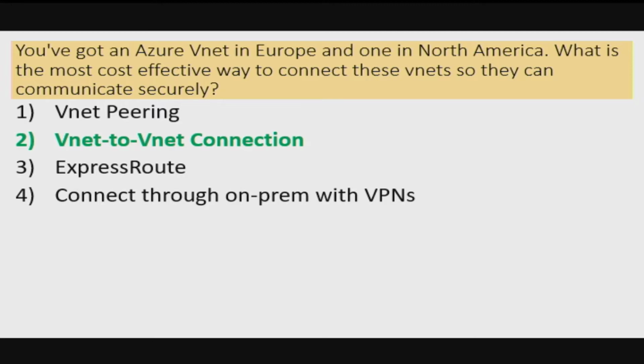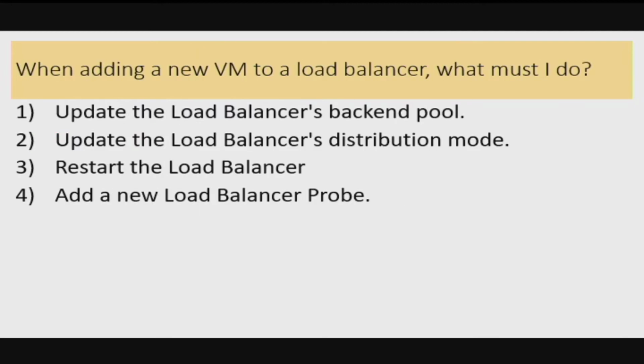But when they're in two different regions, they essentially have to be a VNet to VNet connection. You need a gateway, you need public IP addresses. They're essentially two different external VNets talking to each other over VPN. And you could connect with ExpressRoute or through your on-prem, but that wouldn't be cost effective.